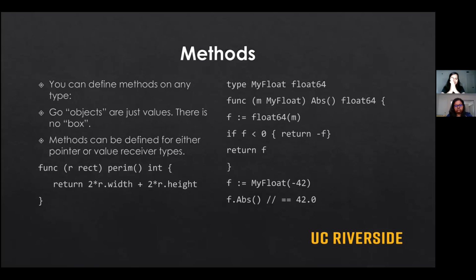And as I've mentioned here, Go objects are basically treated as values. I mentioned earlier that the design principles of this language require that it is easier to maintain the code as well. So there is no box. Basically, there are no hidden methods in this case. Okay, and you can define methods on any type.